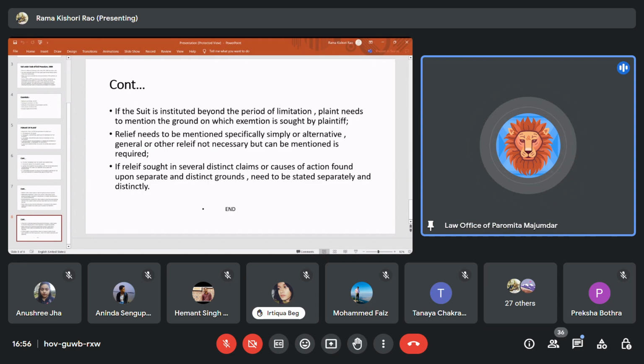Okay. Another is relief, which needs to be mentioned specifically, whether simple or alternative. General or other relief is not necessary, but can be mentioned if required.